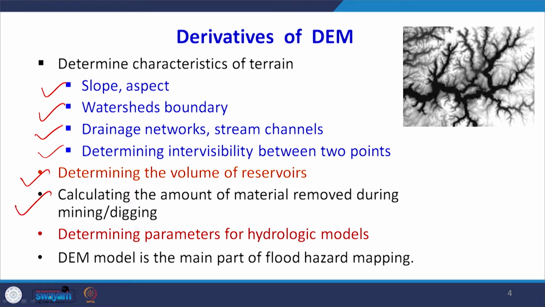Then the amount of the material which could be removed from the mining or the digging activity. So if we have a DEM at time T1 and a DEM at time T2, we can actually take the difference of that and carry out how much is the material which has been removed.